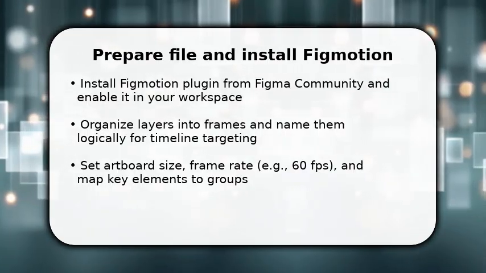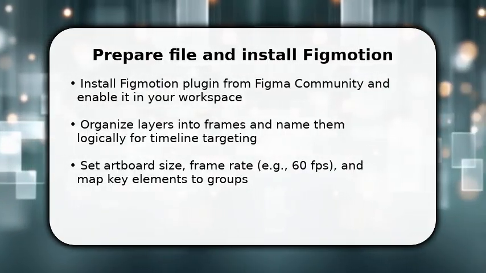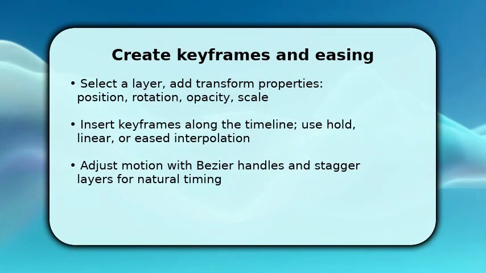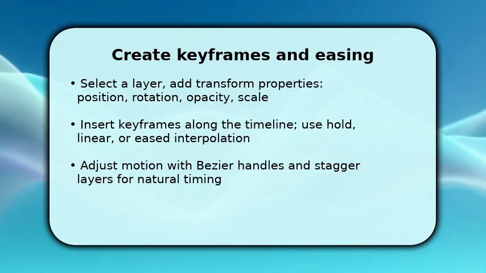It immediately reads selected layers, so you can start adding properties without extra setup. Now you animate. Pick a layer in Figmotion and add properties: position, scale, rotation, opacity by clicking the property buttons.